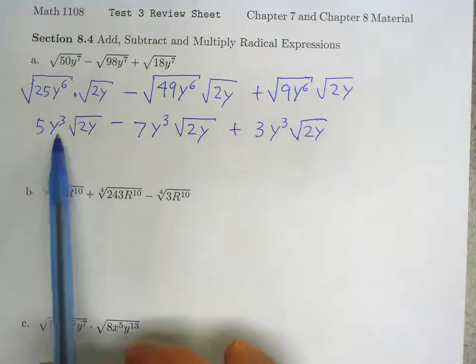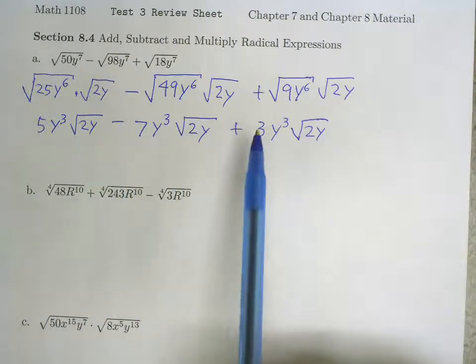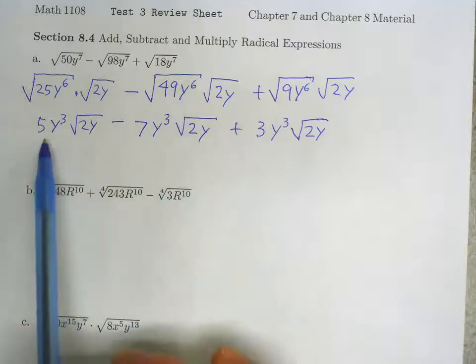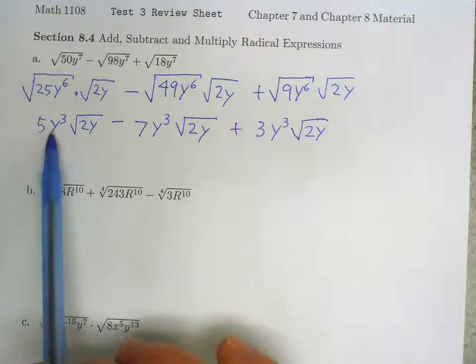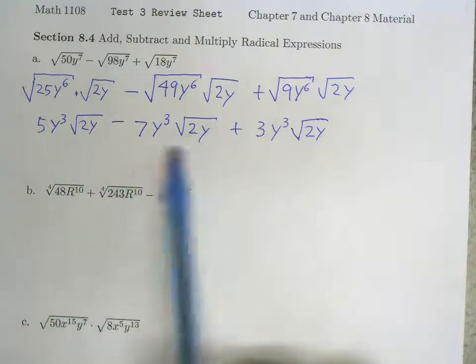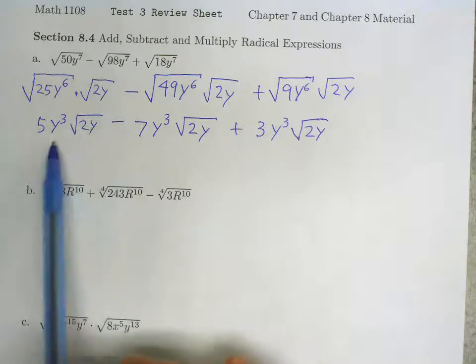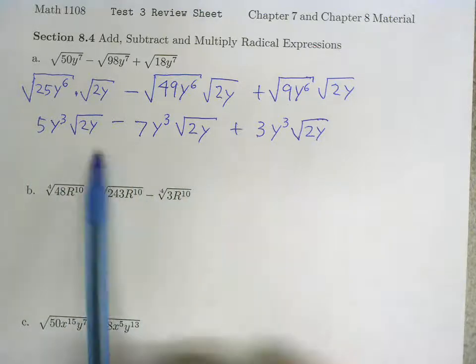But on the outside of the square roots, the variable parts must also be the same before we can combine them by adding and subtracting. So everything is like the other two, or each one is like the other two. So we can combine by adding and subtracting.